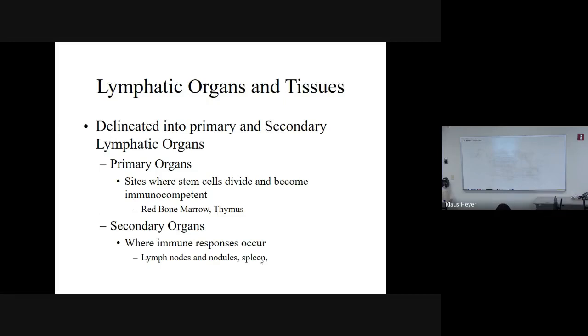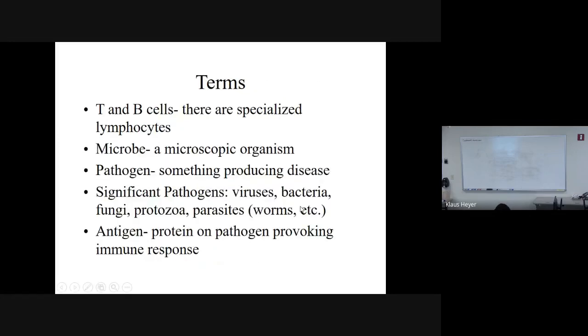So not only is the lymphatic system like your lacteals and lymphatic capillaries and lymphatic ducts, it's not only that tube, those vessels. It's also your spleen, your thymus, your red bone marrow. It's all considered part of the lymphatic system. And I can show you, we'll get to that later.